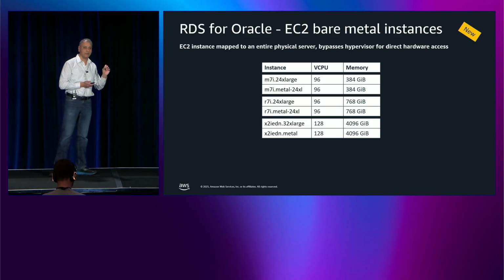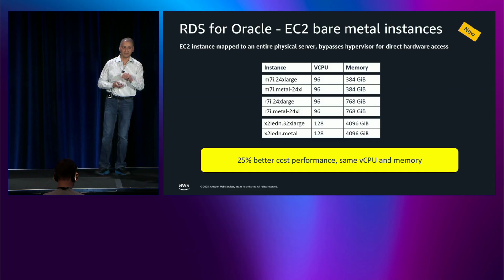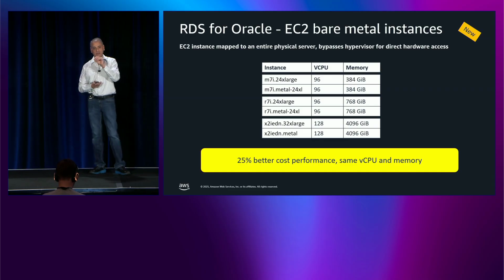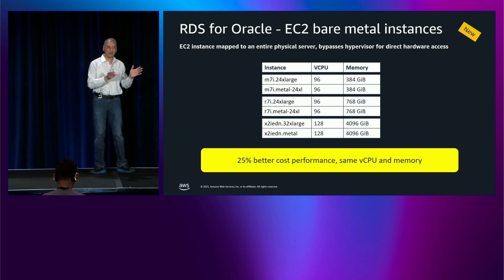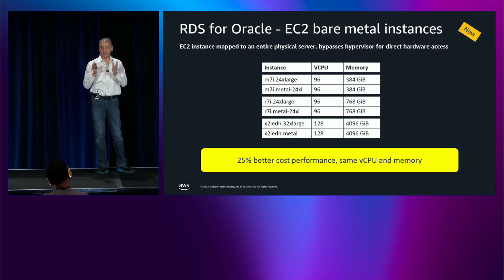But when you switch over from a large virtual machine to a bare metal instance, you get a 25% cost benefit by switching over. So when you have large Oracle databases running on a large VM, in most cases, you will have a cost benefit by switching over to a bare metal instance for the same application performance and a better cost.